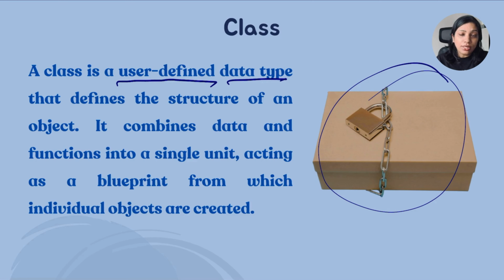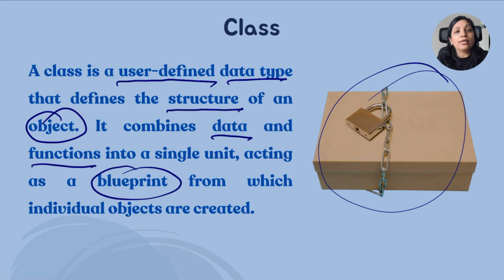And we use a class to define the structure of an object. Now, an object, we'll talk about it later. Consider for now that an object is any real world entity. Now, in a class, we combine the data and the functions in a single unit. That's why we are using a class. By writing a class, we are defining the structure, or you can call it a mold. And in order to access that structure, we will be defining our objects.